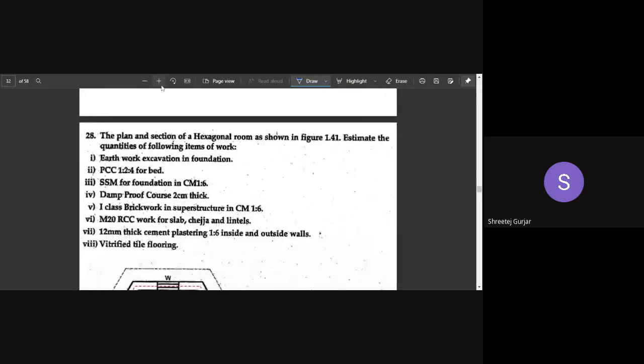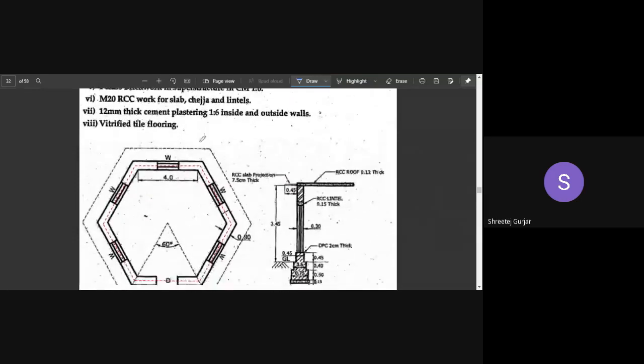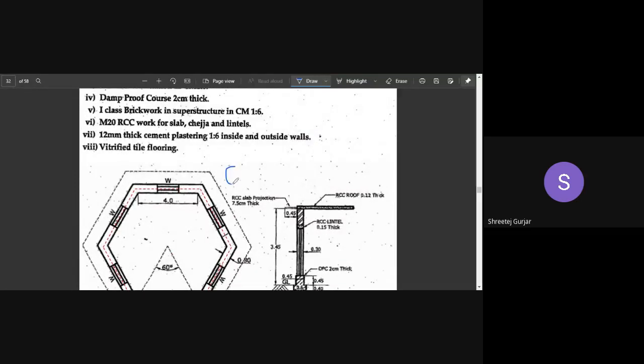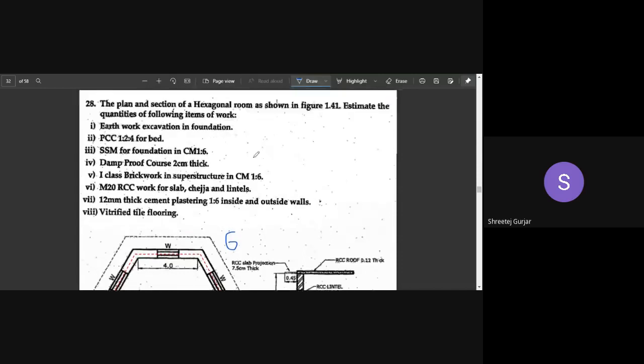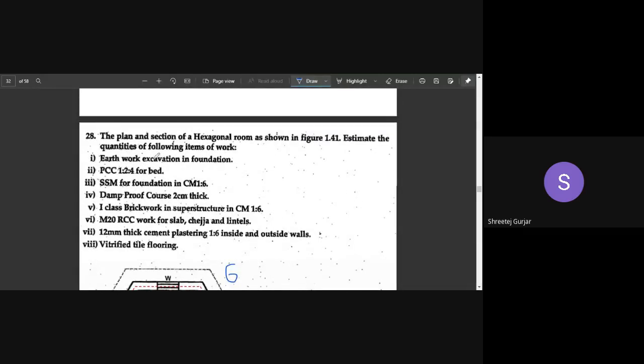So let us just go through the problem statement. Plan and section of hexagonal room. We can see it is a hexagon, meaning it has 6 sides. Estimate the following quantities.